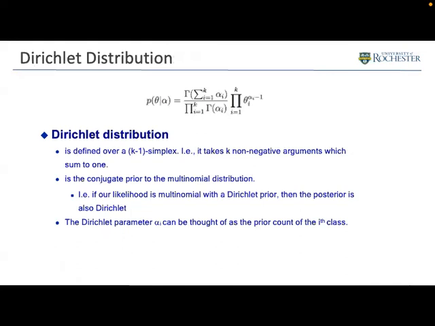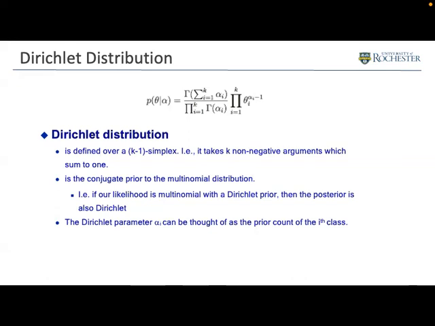Another way of writing the Dirichlet distribution is like this. It is defined over the k minus 1 simplex, which means it takes k non-negative arguments, and the sum of them will be 1. Another attribute, as I said, is that it is a conjugate prior to the multinomial distribution. So if our likelihood is multinomial with this prior, then the posterior will also follow the same distribution. The alpha here can be seen as a prior count of each class.